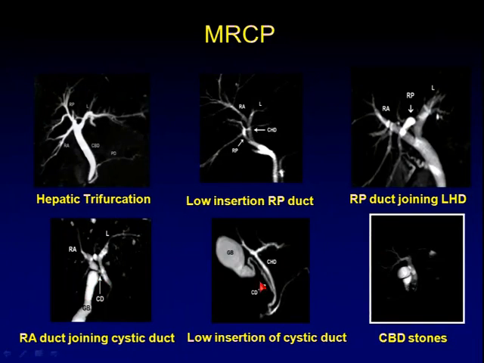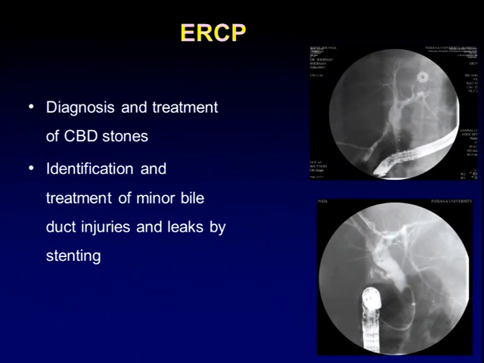And again, the low insertion of the cystic duct or the determination of common bile duct stone. So again, a lot of information can be gotten from a high-quality MRCP for diagnostic purposes. Again, I think ERCP becomes our workhorse in the diagnosis and treatment of common bile duct stones, as we all know, as well as the identification and treatment of minor bile duct injuries and leaks with stenting.